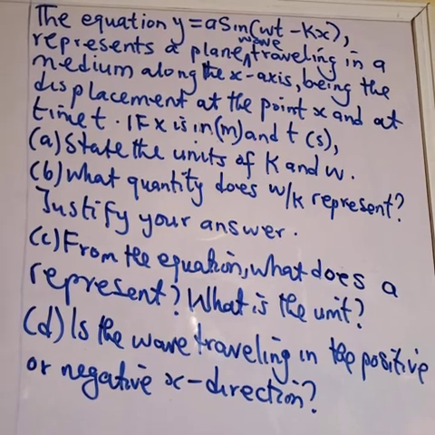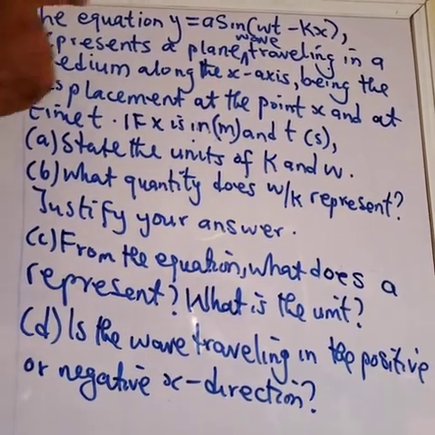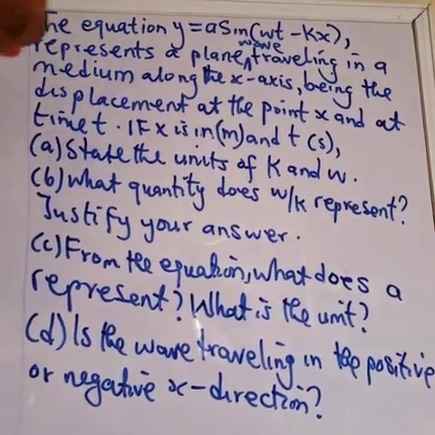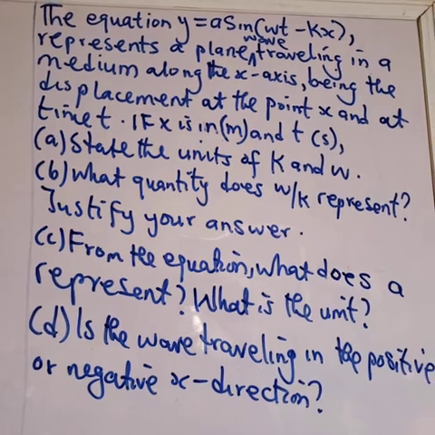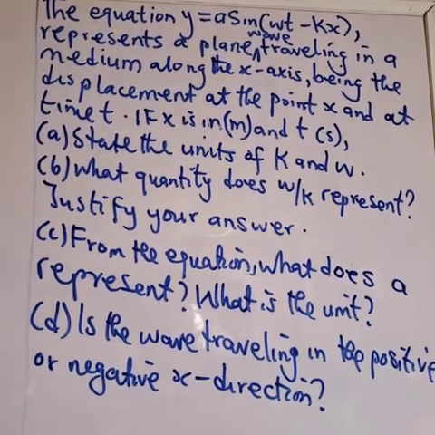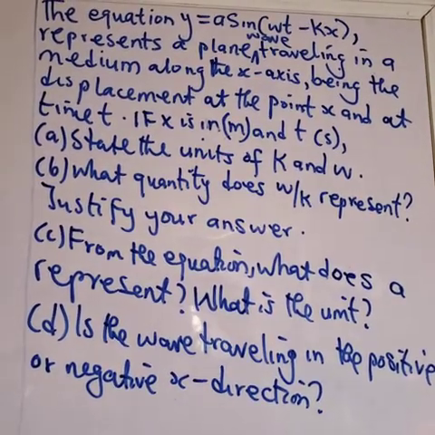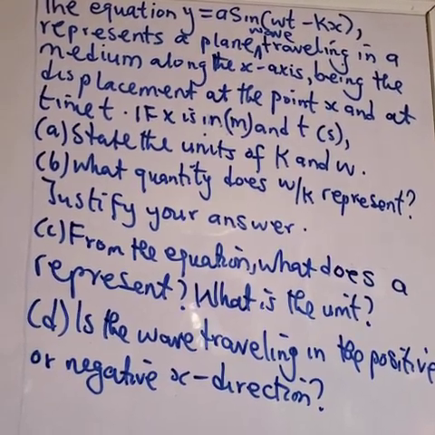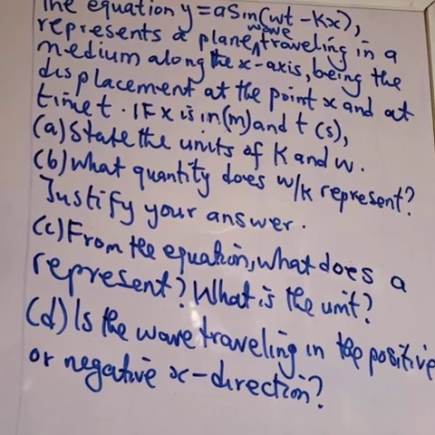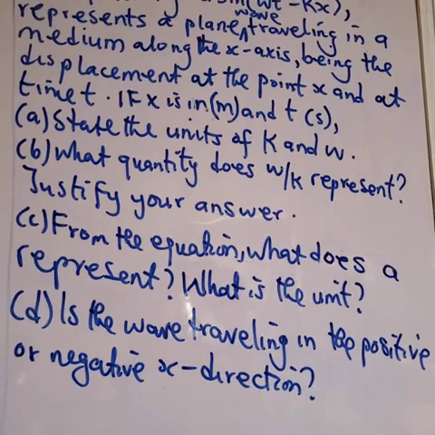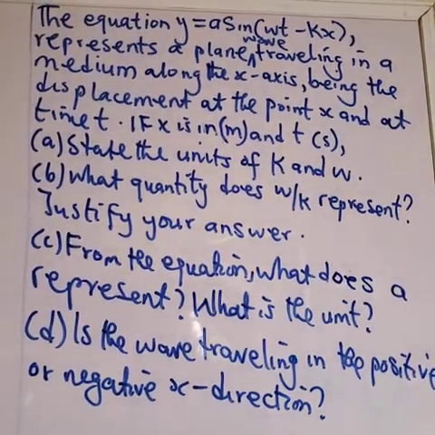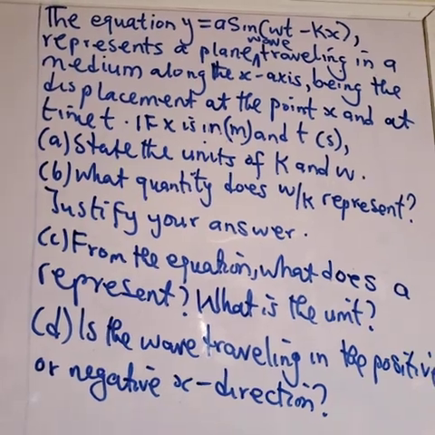Now, let's together work on this simple problem on wave equation. The question says the equation y equals a sine omega t minus kx represents a plane wave traveling in a medium along the x-axis, y being the displacement at the point x and at time t.